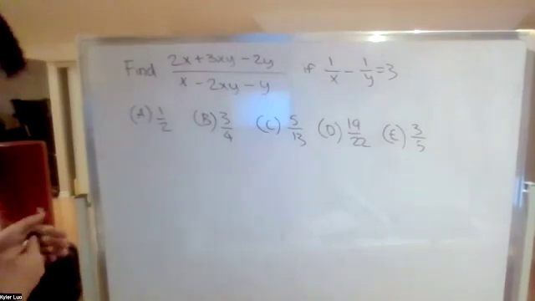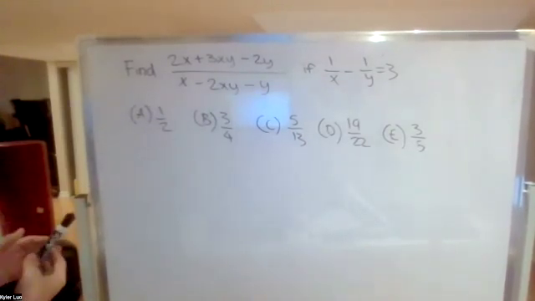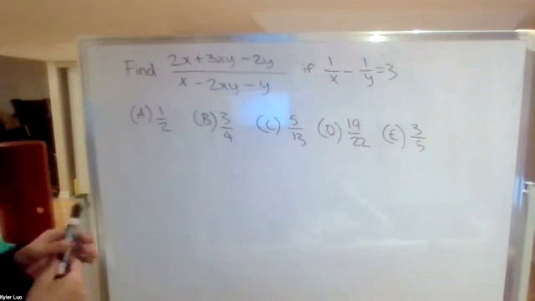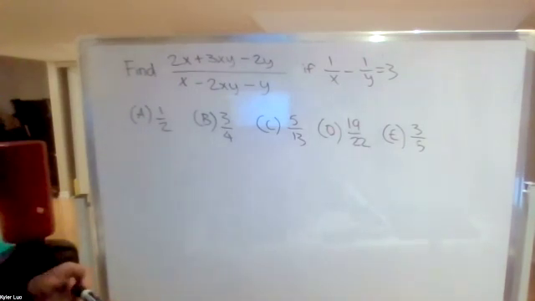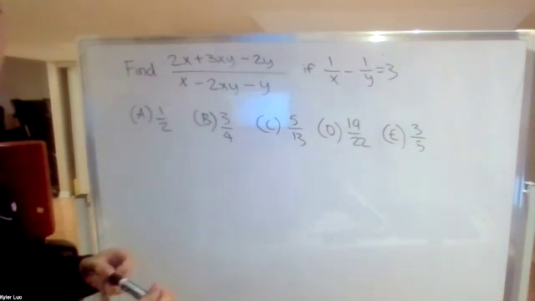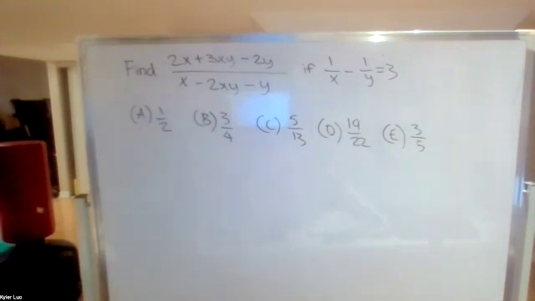Okay, so find (2x plus 3xy minus 2y) over (x minus 2xy minus y), if 1 over x minus 1 over y equals 3. All right, I'll give you a few minutes, maybe 3 minutes.